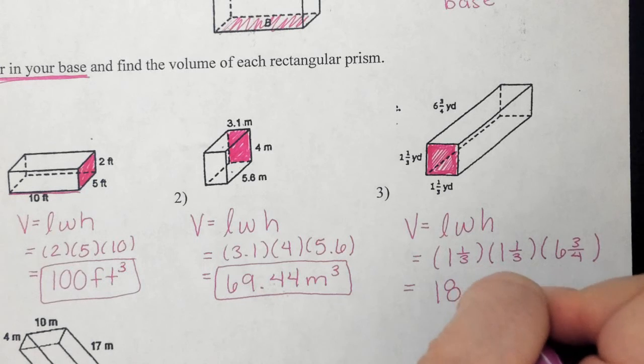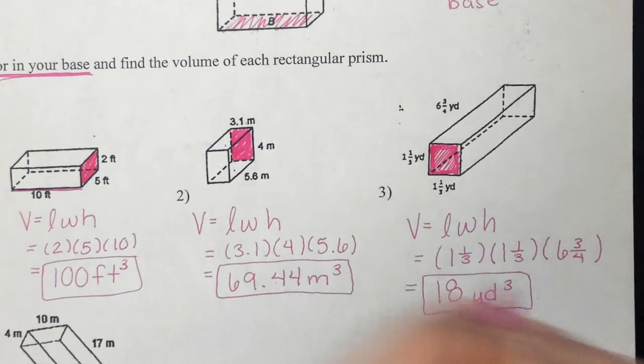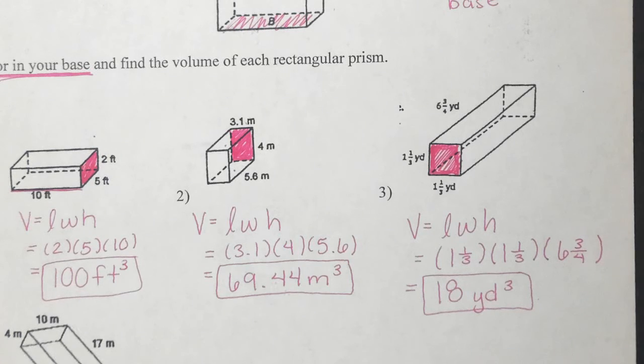18 yards to the third. Is that what y'all got? My fractions completely went away. 12? I got 12. Here, Kaya, let me see your calculator. All else fails, we'll just check Kaya's calculator.